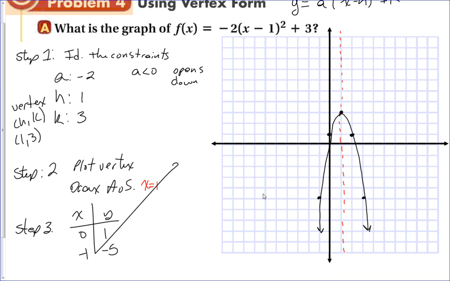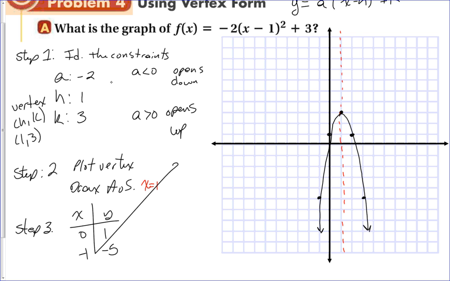So there's a little bit of a process when you're using vertex form. First thing you want to do is identify your constraints, a, h, and k. And then pay attention to a, because if a is less than 0, it opens down. If a is greater than 0, it opens up.